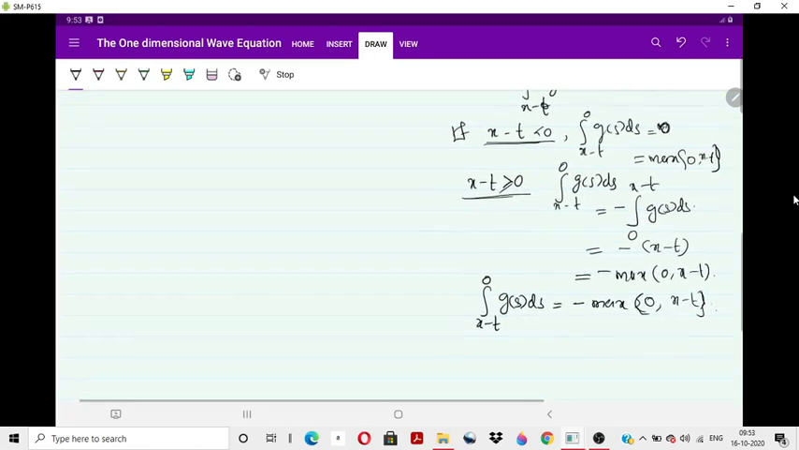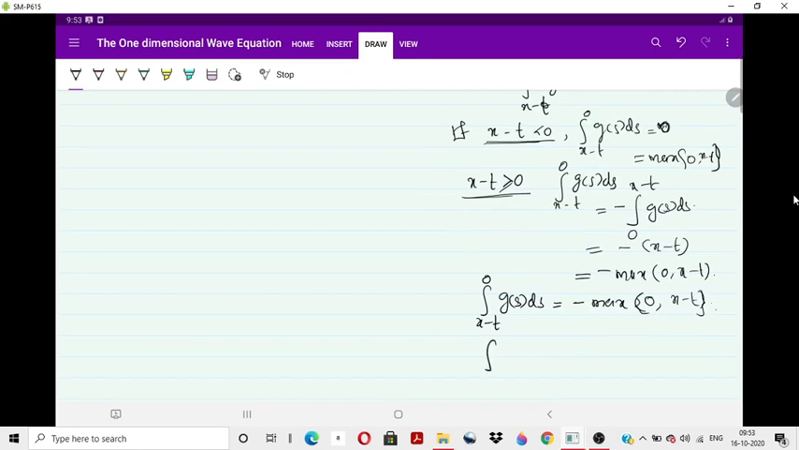And similarly, for x plus t, the integral from 0 to x plus t of g of s ds, we can write it as the maximum of 0 comma x plus t. Okay, so maximum of 0 comma x plus t. In the same way, we can write this.